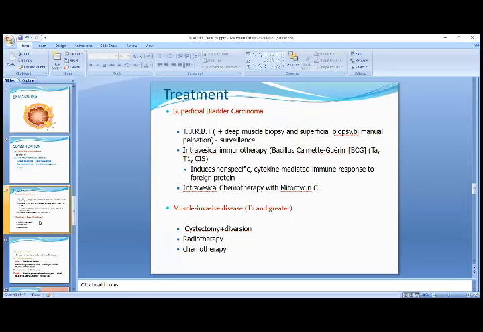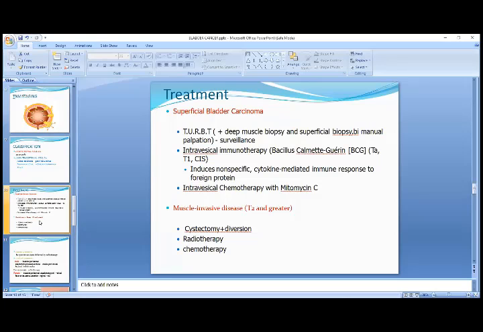That is the epithelium, lamina propria, and superficial muscles. Only the patients who have disease extending up to the superficial muscles fall into the first category of superficial bladder carcinomas. In case of superficial bladder carcinoma, you can offer the patient TURBT, the abbreviation of transurethral resection of bladder tumor.